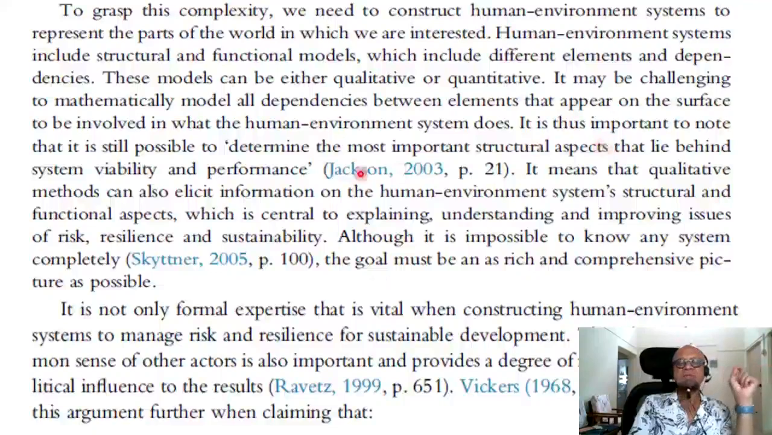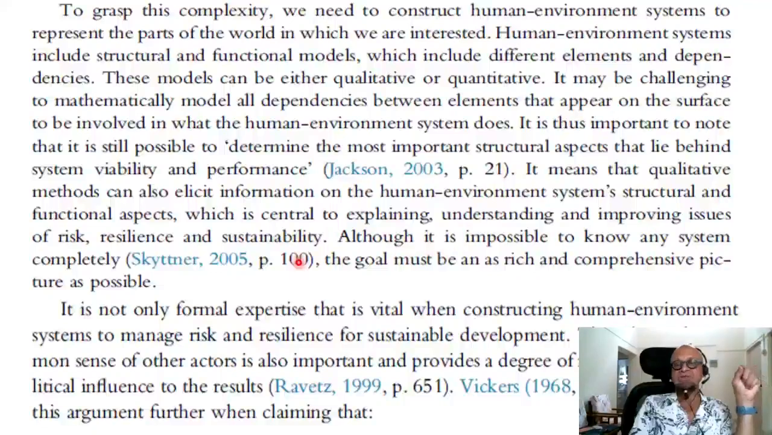It may be challenging to mathematically model all dependencies between elements that appear on the surface to be involved in what the human environment system does. It is thus important to note that it is still possible to determine the most important structural aspect that lies behind the system's viability and performance. It means that qualitative methods can also elicit information on the human environment system's structural and functional aspects, which is central to explaining, understanding, and improving issues of risk, resilience, and sustainability.